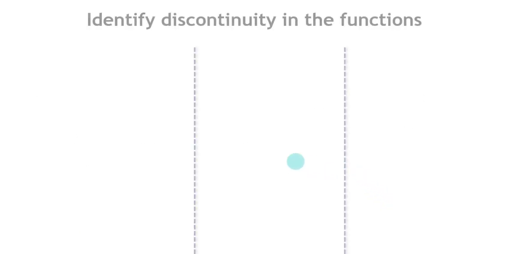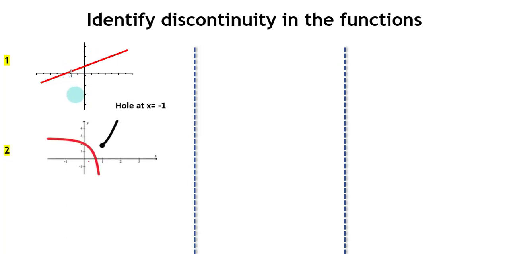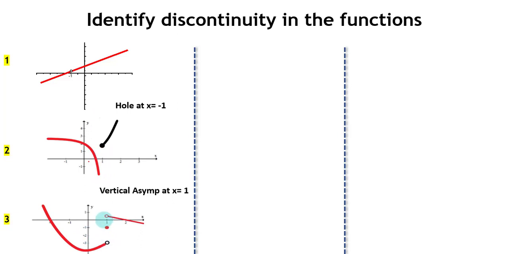Let's look at a couple of examples to see what is going on here. In this first example, what kind of discontinuity do we have? We have a hole discontinuity at x equals -1. In the second one, we have a vertical asymptote at x equals 1. In the third one, our graph has jumped from this point to this point at x equals 1, so we have a jump discontinuity at x equals 1.